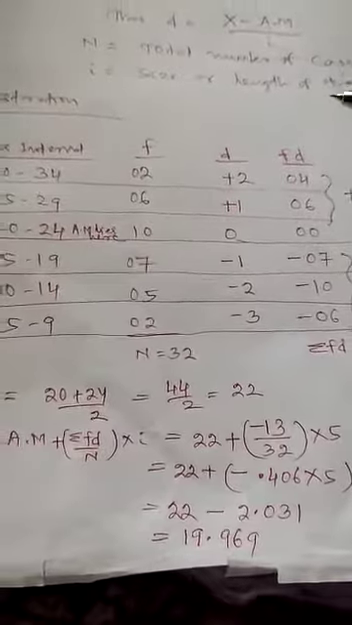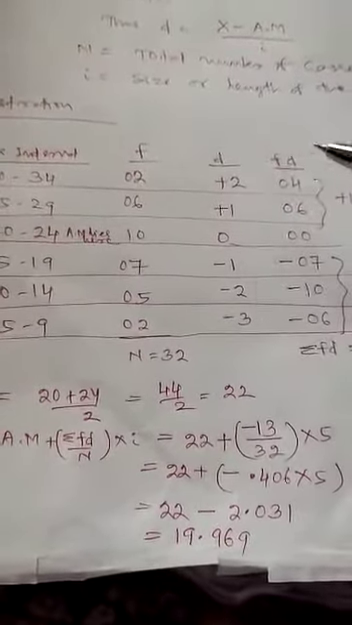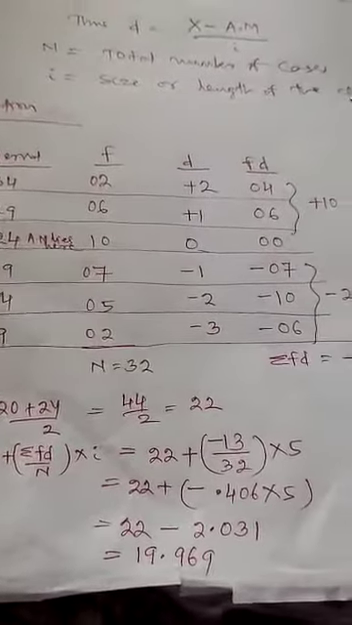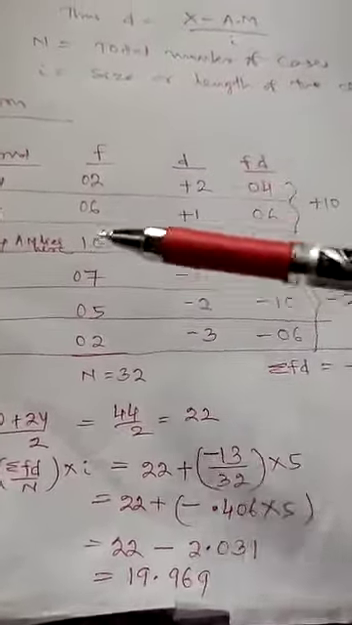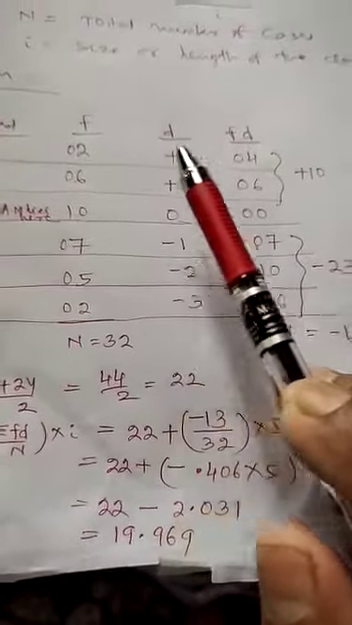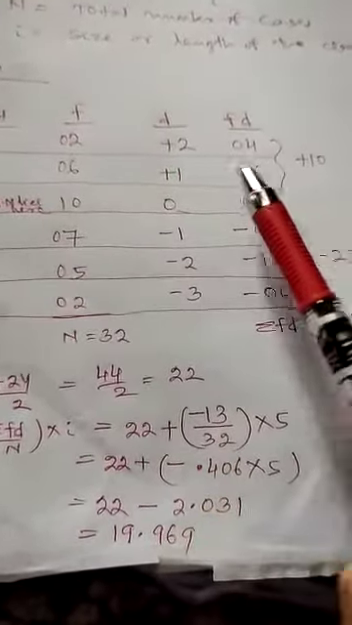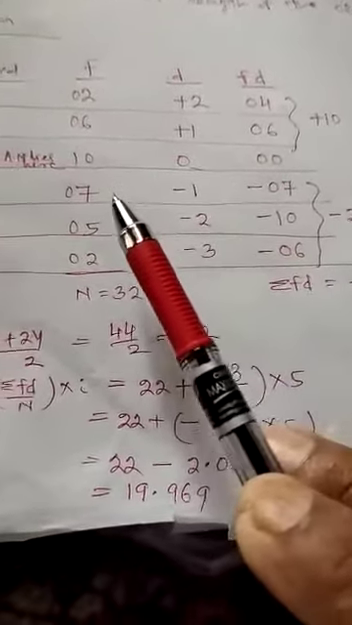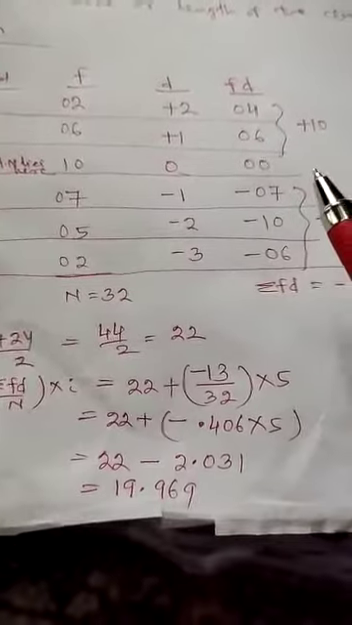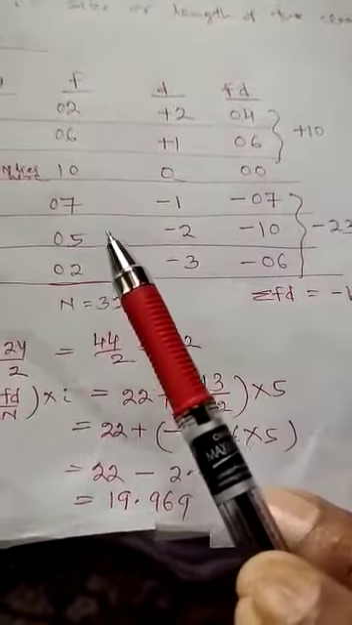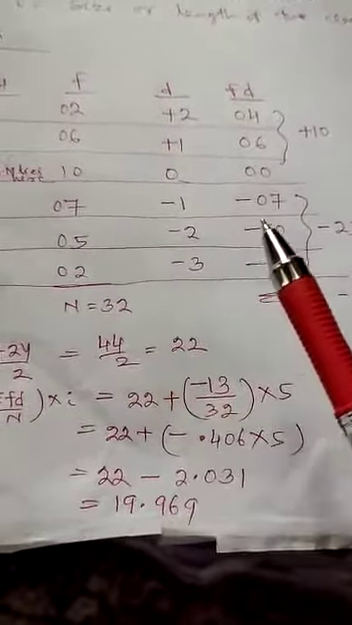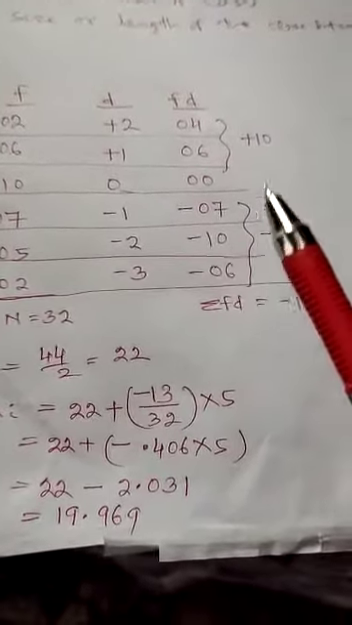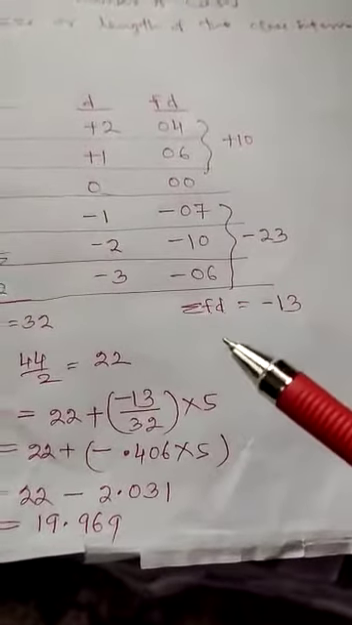Then after that, the next step is to calculate FD. FD means F, the scores or frequencies, is to be multiplied with the D. D is the deviations. So here we have to multiply: 2 into plus 2, 2 twos are 4. 6 ones are 6. 10 zeros are 0. 7 into minus 1 is minus 7. 5 into minus 2 is minus 10. After getting all this data, we have to add all the FD scores to get sigma FD.